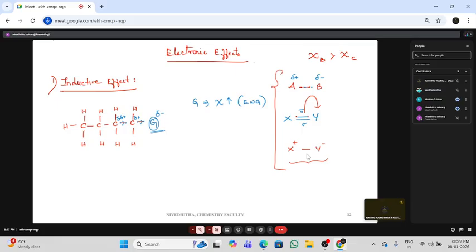And what will this carbon do now? Now it is electron deficient. It will pull this pair of electrons towards itself, towards the second carbon, and we will have a very, very little positive charge on the third carbon. And this effect will not be there after 3 or 4 carbons.